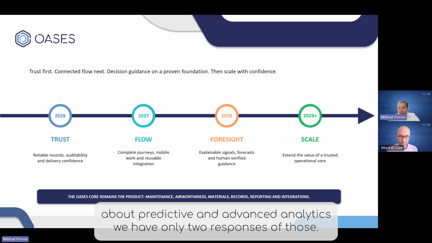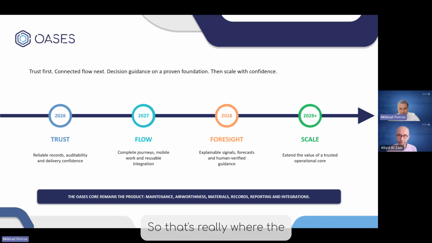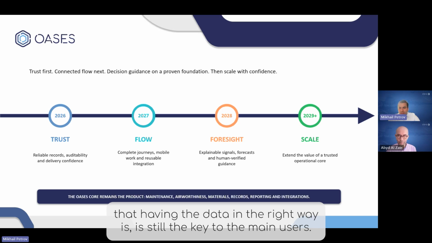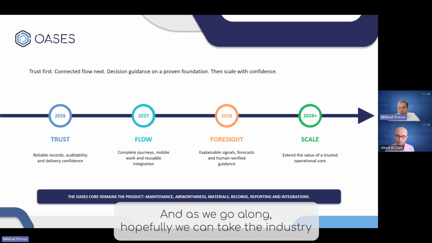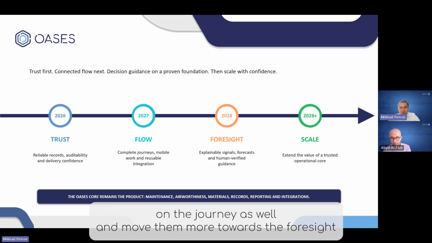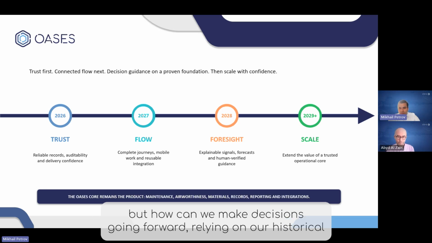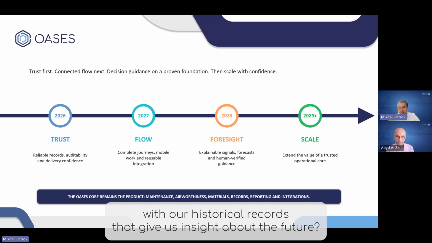And when we talk about predictive and advanced analytics, we have only two responses. So that's telling really where the industry is right now, and I think it underscores the fact that having the data in the right way is still the key for the main users. And as we go along, hopefully we can take the industry on the journey as well and move them more towards foresight and how we can use data, not only looking backwards and reacting to what we already have, but how we can make decisions going forward, relying on our historical records that give us insight about the future.